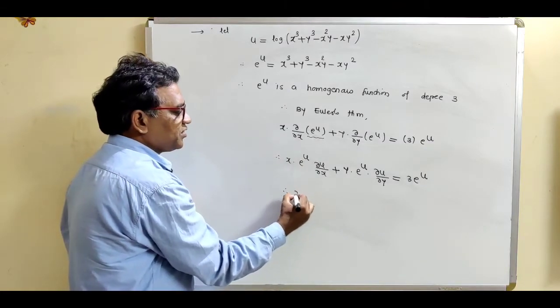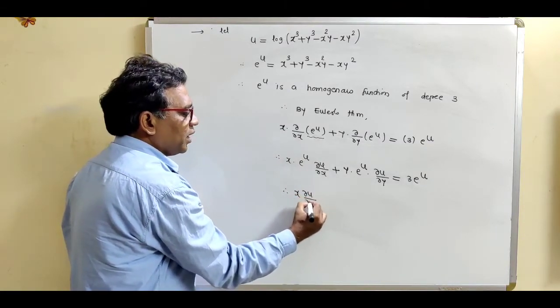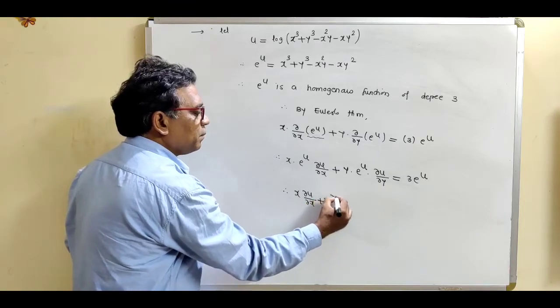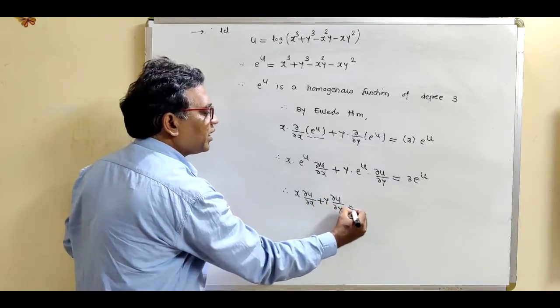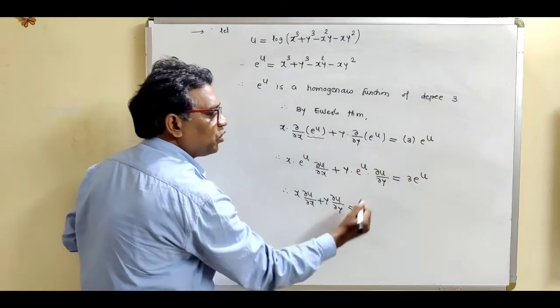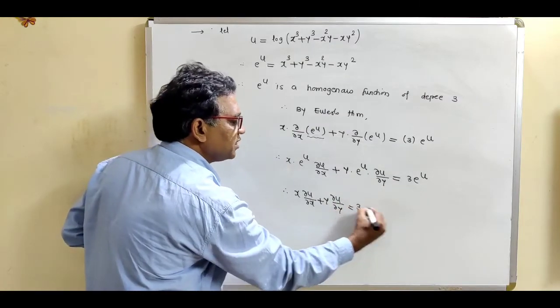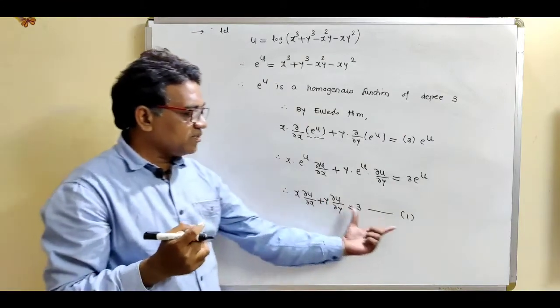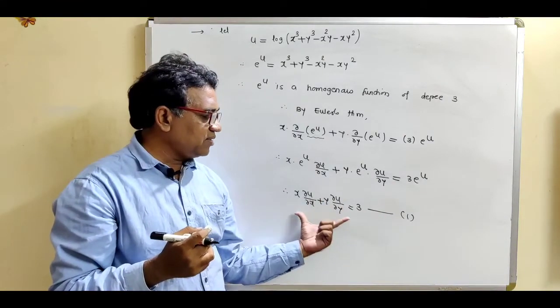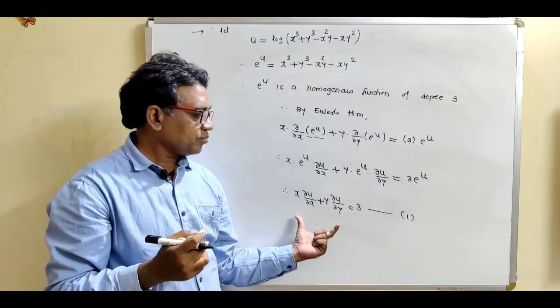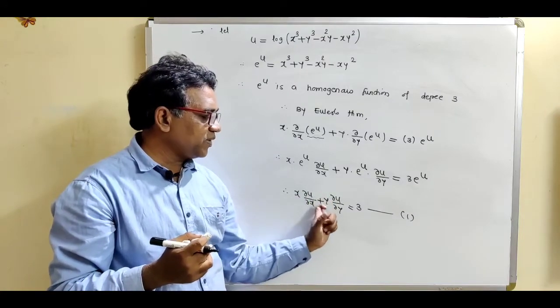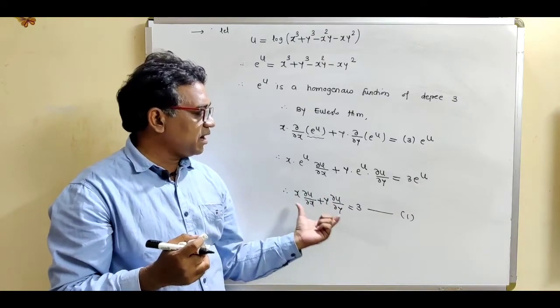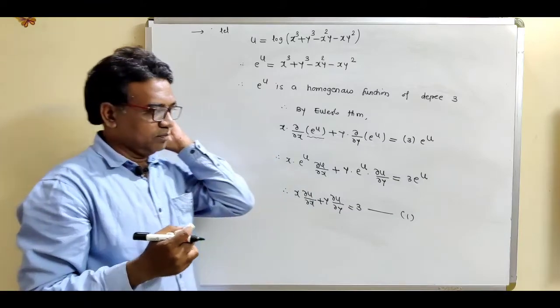So what is this equation? This is x into del u by del x plus y into del u by del y is equal to, now divide throughout by e raised to u, means this is 3. So this is our equation number 1. What is this equation 1? Equation 1 is the statement of Euler's theorem. x into del u by del x plus y into del u by del y is the left hand side of Euler's theorem.